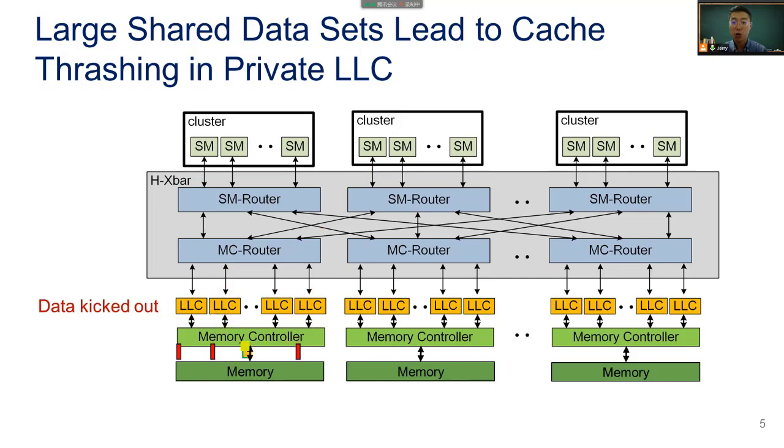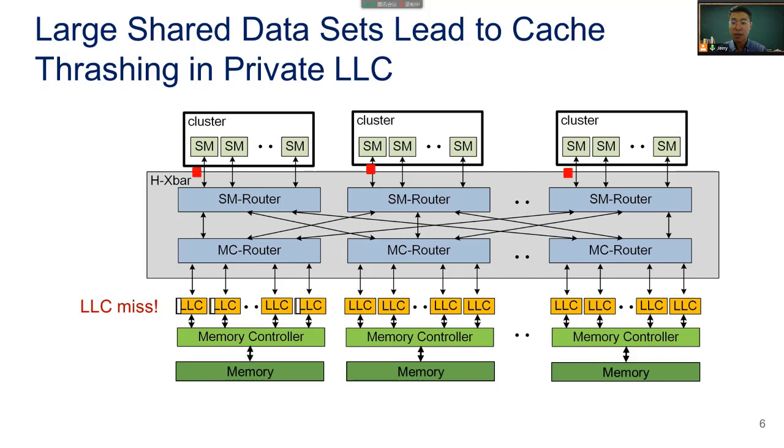However, the aggressive replication of private LLC can cause very serious cache thrashing if the application has a large input data set. In other words, many memory accesses will miss in the LLC and have to be served by the memory. This limits the system data bandwidth and decreases the performance.